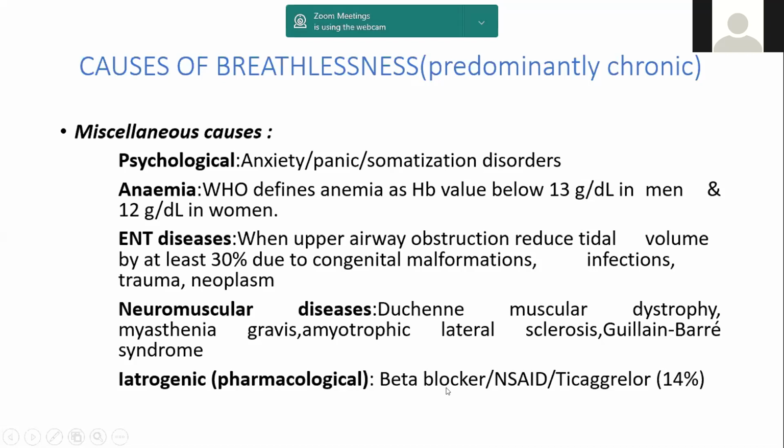The beta blockers, particularly the non-selective beta blockers, and ticagrelor. We must keep in mind that ticagrelor can cause unexplained shortness of breath in about 14% of the patients. So we must keep this in mind. It is very important because we are using ticagrelor more and more nowadays, and it can cause shortness of breath.